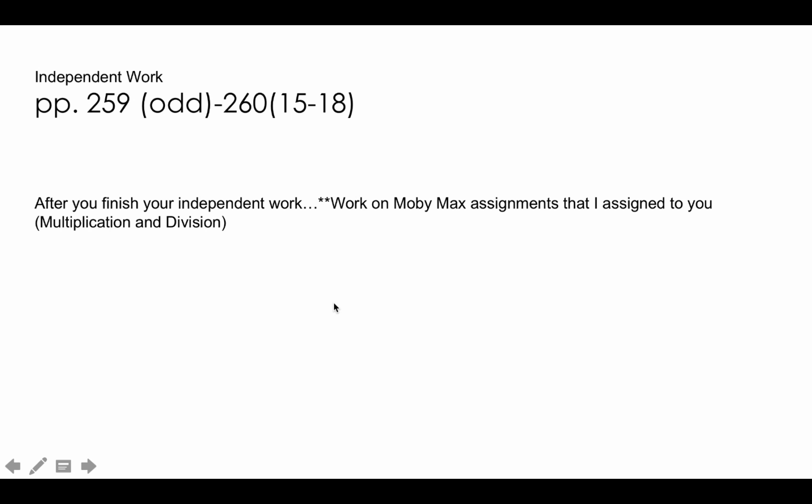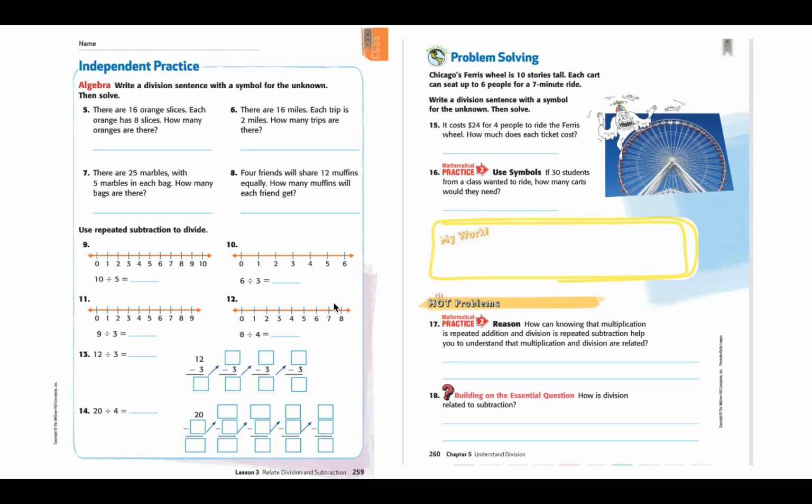Now, your independent work, you need to work on pages 259, the odd numbers, 3, 5, 7, 9, 11, 260. On the back, you're going to do 15, 16, 17, 18. After you finish your independent work, be sure to work on Mobley Max assignments that I assigned to you, and those should be the multiplication and division problems. Your page numbers are right here. This is what they look like.